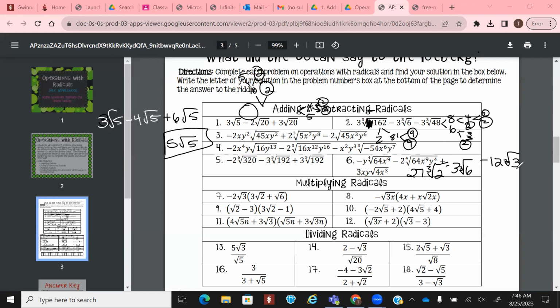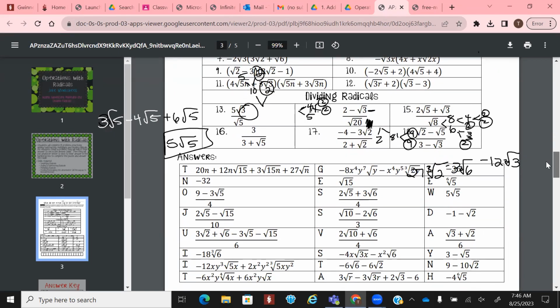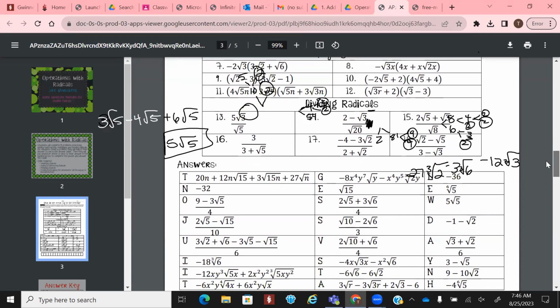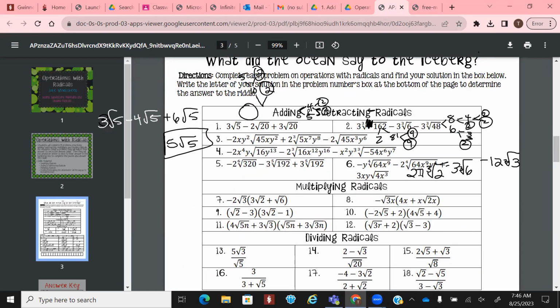Can I combine any of these? Can I combine any of those? No, I can't. So this is the final answer. Look at what they got going on down here. I can divide everything by 3, but that's okay. Say again. It's 27 cubic root of 2 minus 3 cubic root of 6 minus 12 cubic root of 3. Now, I could technically divide everything on the outside by 3, but we're not going to talk about that just yet. Might be a little too advanced for that.